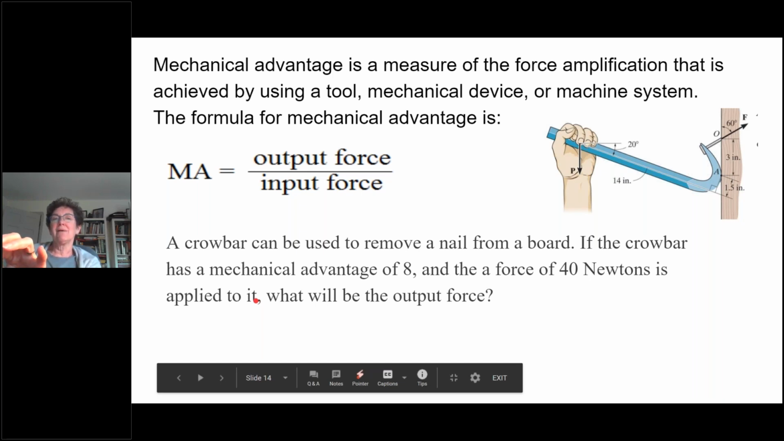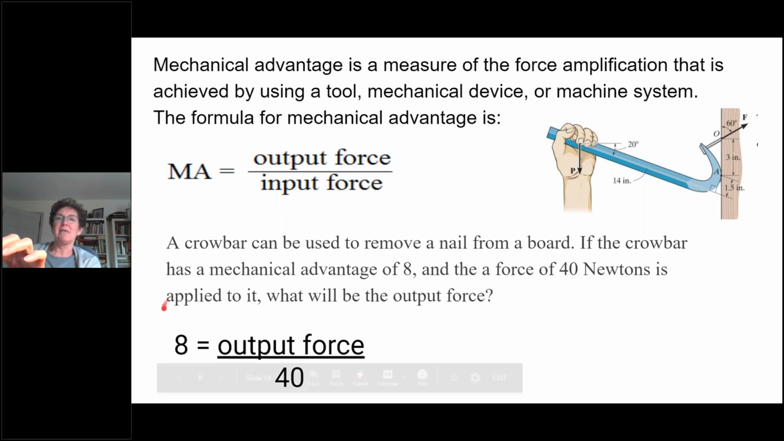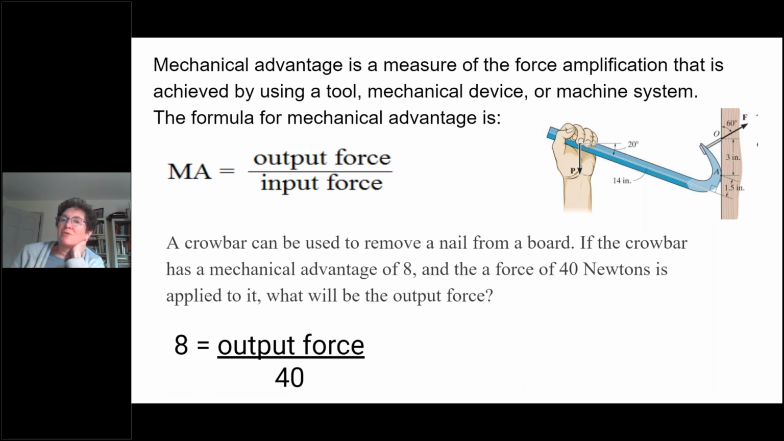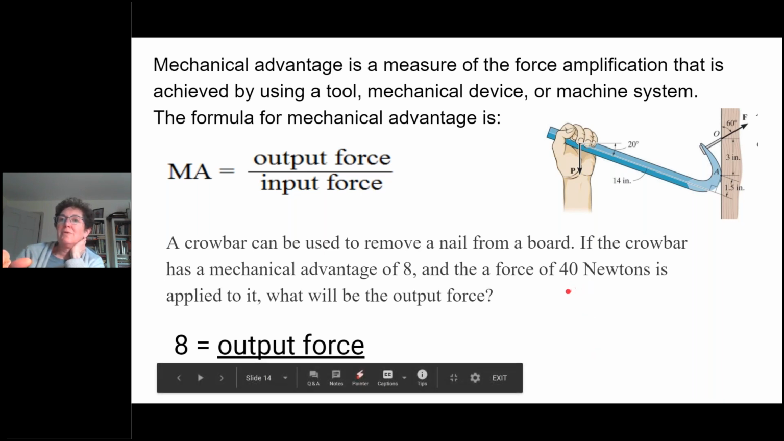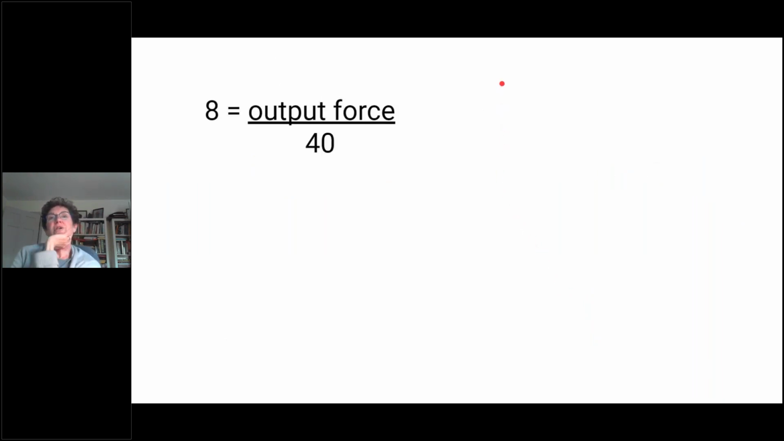So if I'm applying, that sounds like a synonym for input, something that I would put into the system. Applying, that makes sense. So it looks to me like my equation would look like this. Mechanical advantage 8 equals the output force, which is my unknown, divided by the input force, which is 40 newtons. So I don't have enough space to work on that here, so I'm going to bring this up to my next page. 8 equals the output force, my unknown, divided by 40.